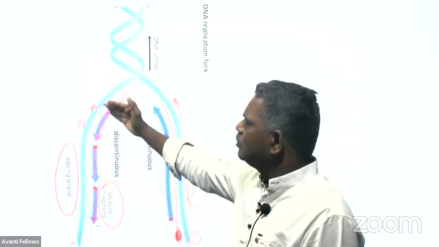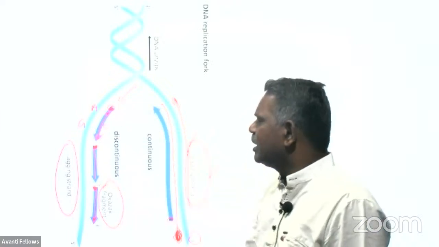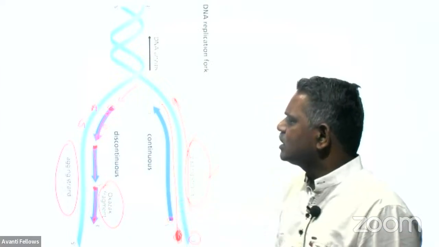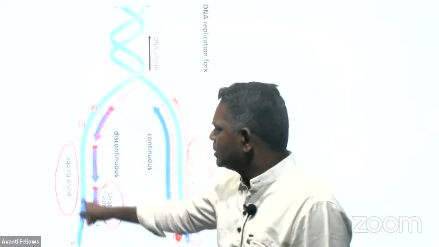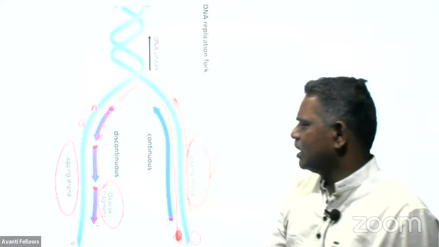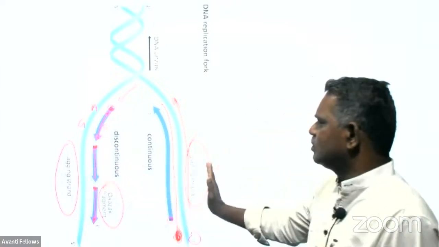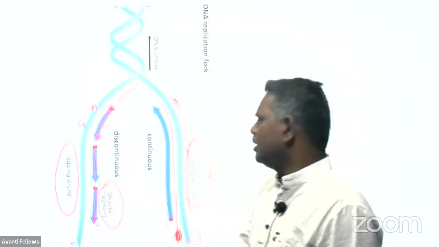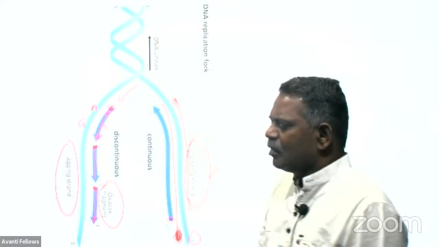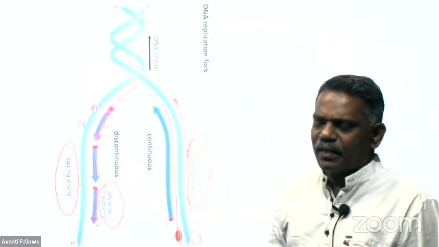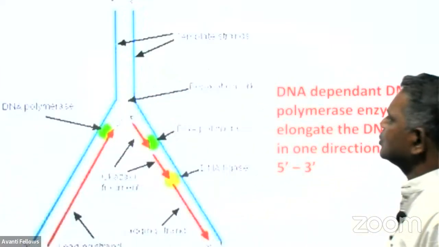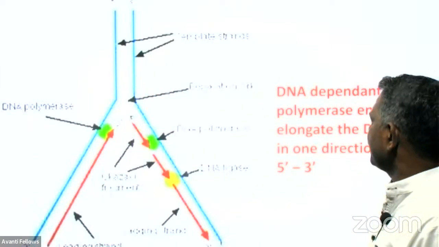And here the new DNAs are produced discontinuously, and in the form of fragments called as what? The Okazaki fragment, and this strand is called as what? The lagging strand. Lagging strand, and this one is what? The leading strand. It is a newly constructed continuous strand, and it is a newly constructed discontinuous strand. We call it as what? The Okazaki fragments, right?